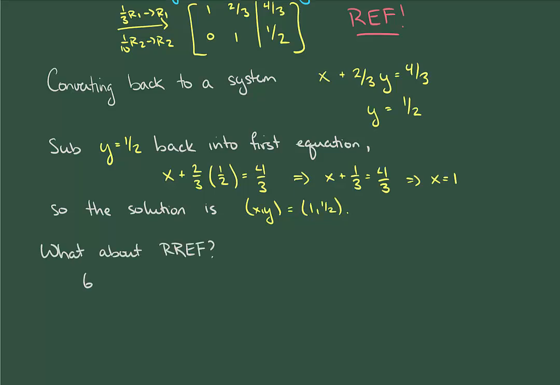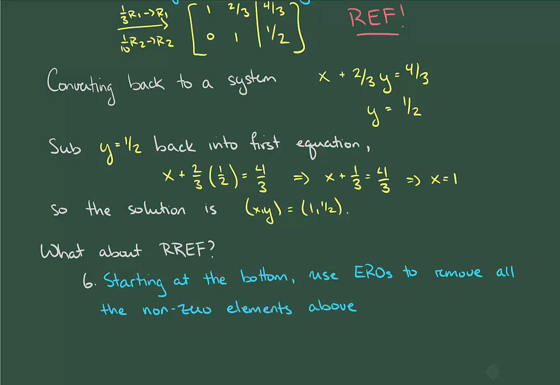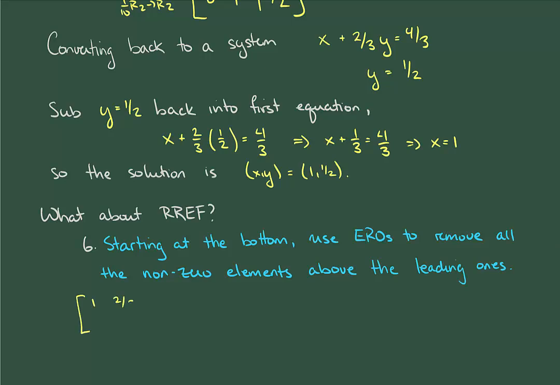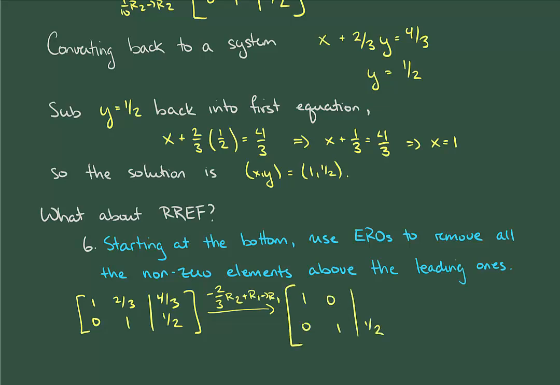All right, so what about reduced row echelon form? Well, to convert to RREF, we now start at the bottom, and we're going to use the elementary row operations to eliminate all of the non-zero elements in the columns containing the leading ones. So let's rewrite our REF matrix here. To eliminate the 2/3 term above the bottom leading one, we'll take 2/3 row 2 and add it into row 1.